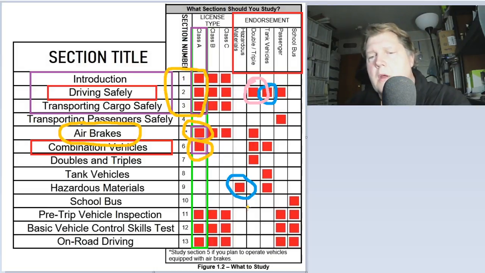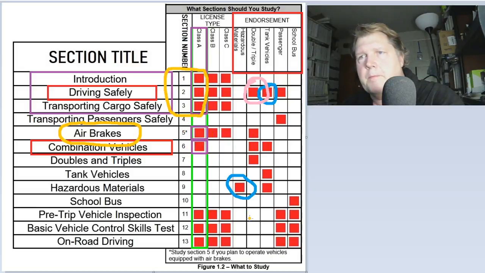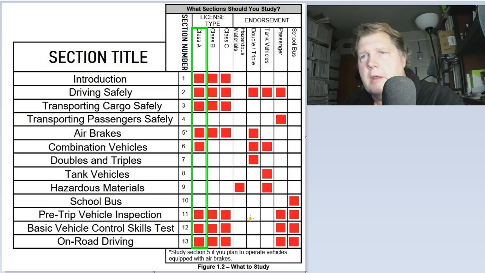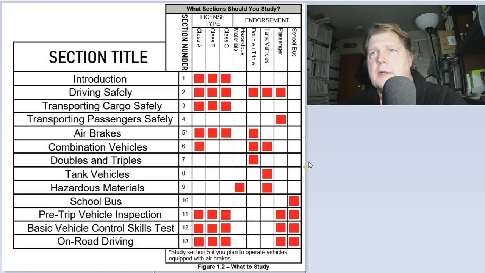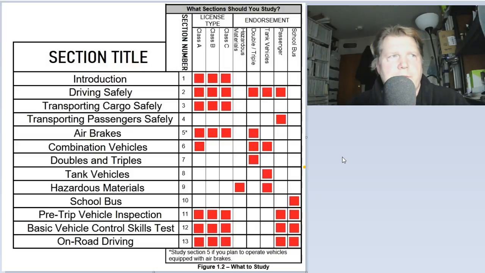Now let's go ahead and clear these out and start over again. We're going to look at Class B, which is what I had. I drove a school bus. So for Class B, just for the study material, I'm not talking about the skills test, just study your written part. You're going to need this right here.